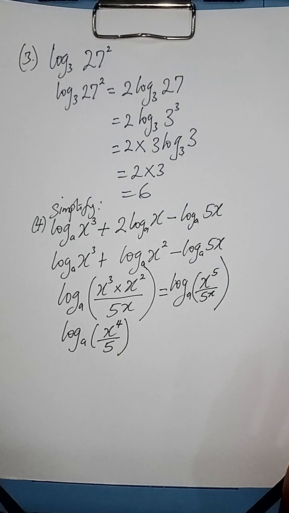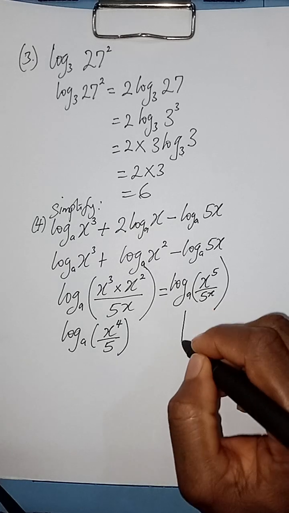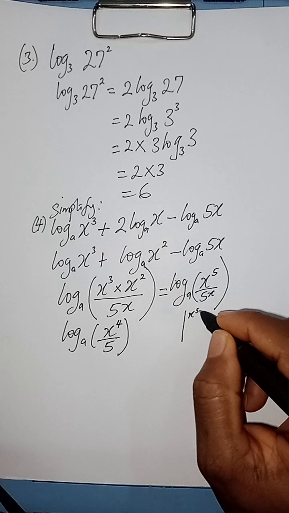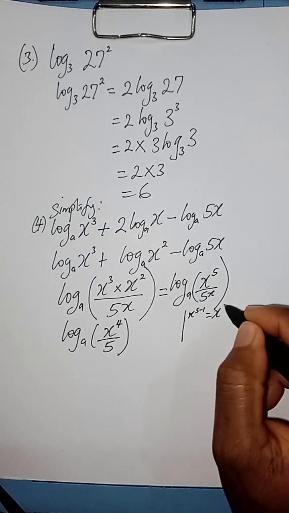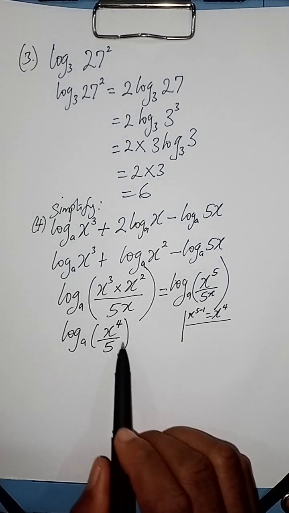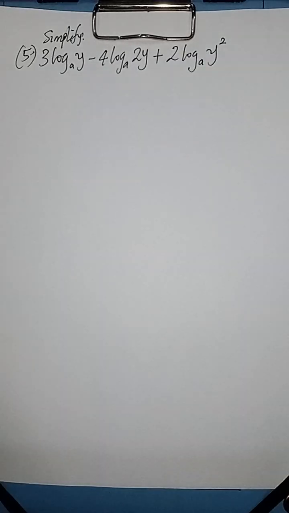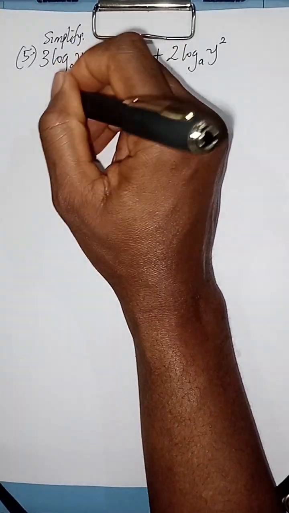Or better still, you can apply indices. If you apply indices, it's going to be x raised to power 5 minus 1, which will give you x raised to power 4. So that's how I got this x raised to power 4. And this is the answer to the question. Now let's look at number 5 example. I'm to simplify 3 log y to base a minus 4 log 2y to base a plus 2 log y squared to base a. Still the same procedure.